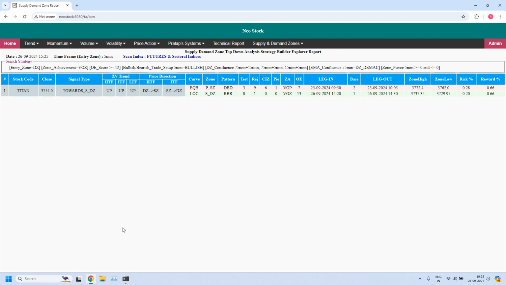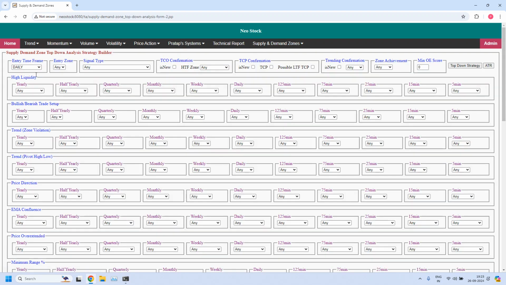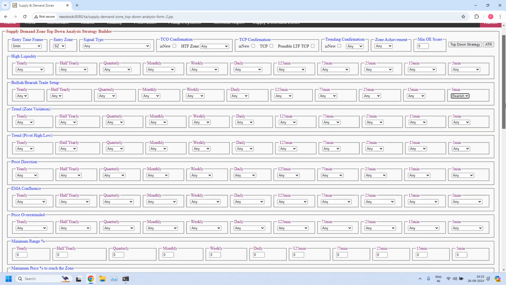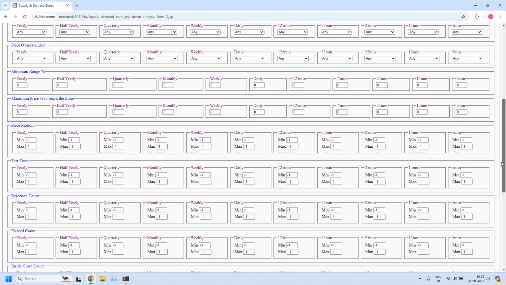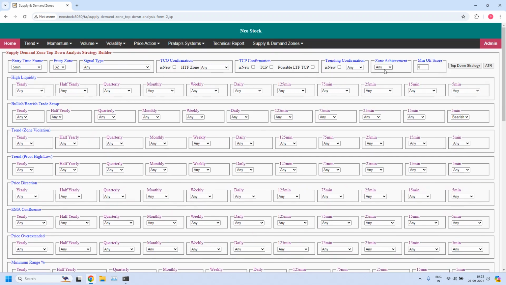Okay. So the next setup is the bearish trade setup for hourly income trade. Entry time frame 5 minutes. Entry zone, supply zone. In bullish or bearish trade setup at 5 minutes, I am selecting bearish. The 5 minute supply zone should not be pierced. So in the pierced count at 5 minutes time frame, minimum value I am setting 0, maximum value is 0. Zone achievement is a violated opposing zone. Minimum odd and enhanced score should be 12. All the 3 filters are applied to the 5 minute supply zone.